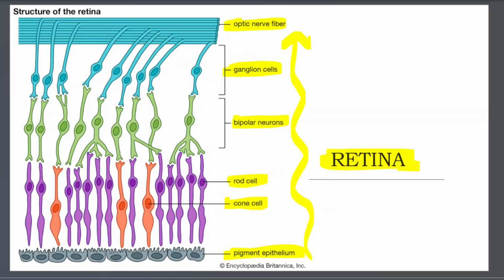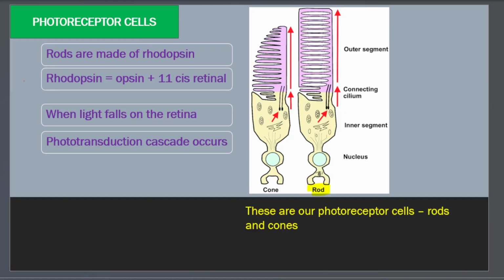Now let's concentrate on our photoreceptor cells. What happens in the photoreceptor cells? Rods and cones. As shown in the picture, the structure of rods and cones has the outer segment, which has a series of discs, and also the inner segment, and then the terminal that ends in your bipolar neurons. Now, in the outer segment you have discs, and those discs are made of rhodopsin. In those discs you have rhodopsin.